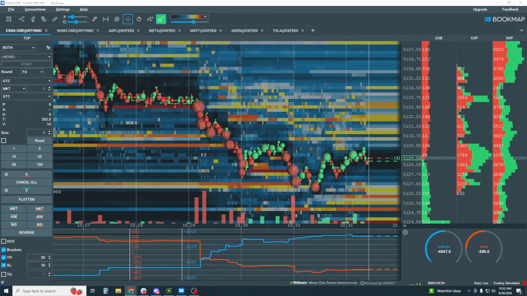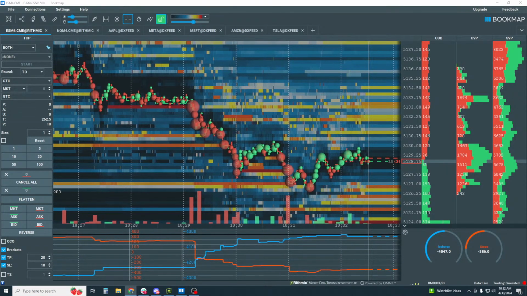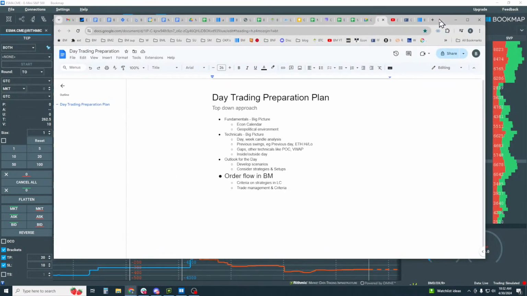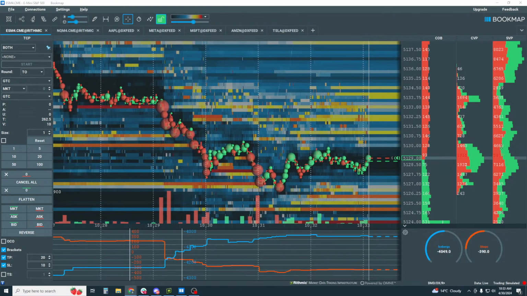All right, so let's see. We kind of bypassed our day trading preparation plan. Let me bring it over. Take a look here. The top-down approach, fundamentals, big picture. We looked at the economic calendar, the geopolitical environment as well, and the technical picture. So we saw the move down. We saw a lot of that buying come back in, and we just saw it fail. And now let's look at our bigger picture. That's more the order flow look, but the bigger picture here, let's take a look at that.